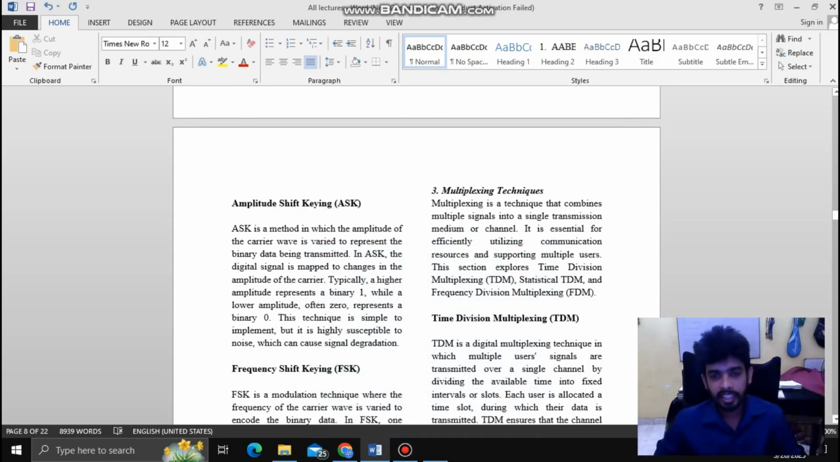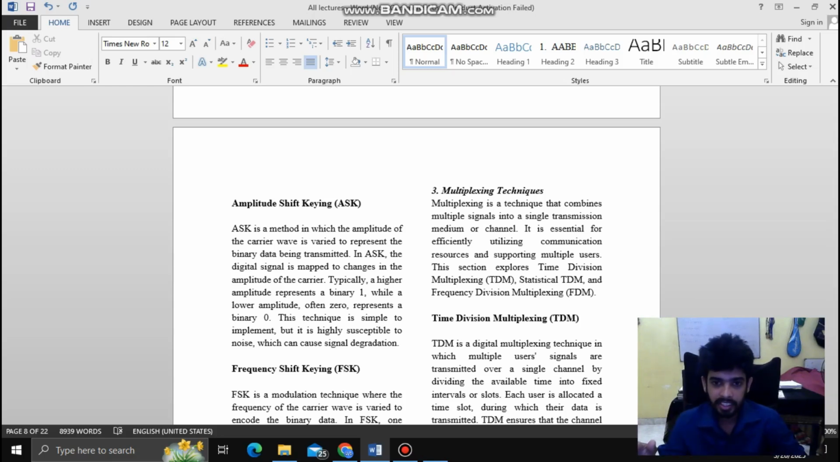Okay, moving on to the next part, multiplexing. Multiplexing is a technique that combines multiple signals into a single transmission. That means when we transmit data signals or any signal, we can transmit multiple signals using a single transmission medium or a single channel.